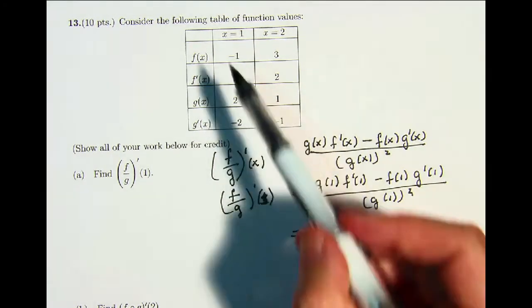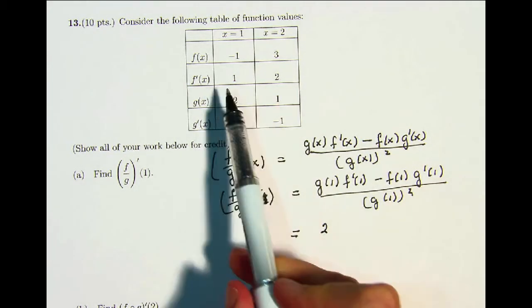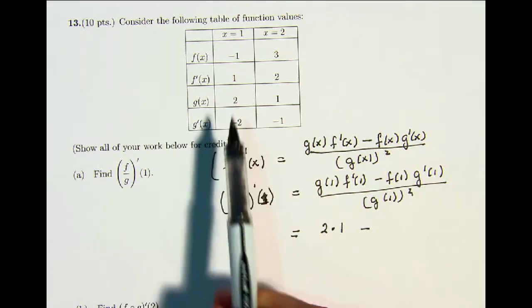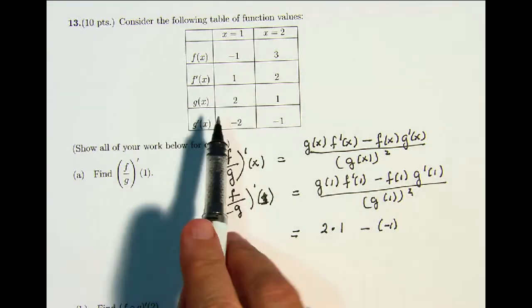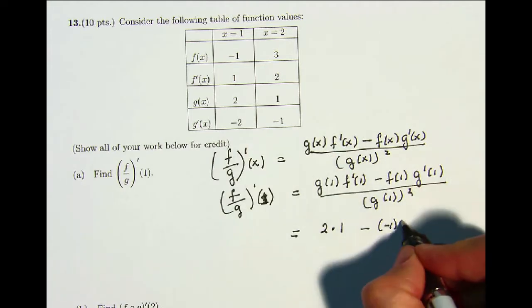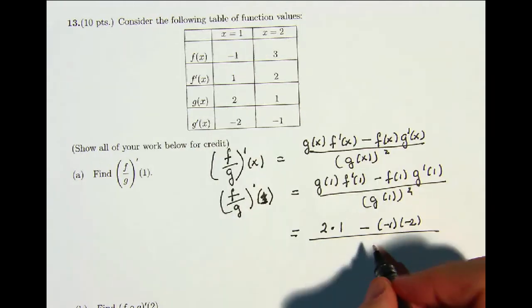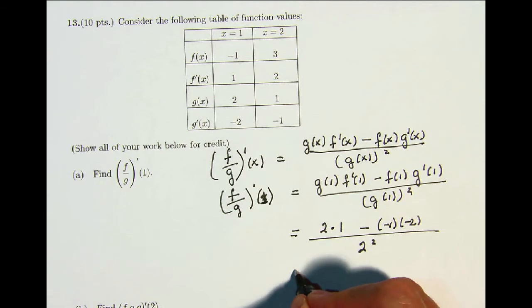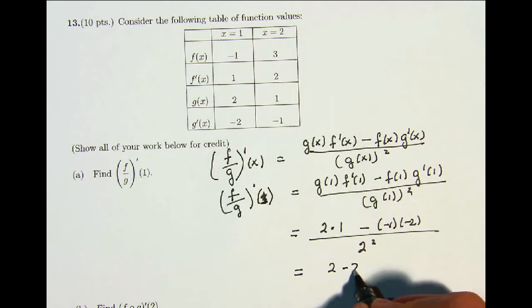So we see here that g of 1 is 2, f prime of 1 is 1, f of 1 is negative 1, g prime of 1 is negative 2, and we divide by g of 1 squared, which is 2 squared. So this is equal to 2 minus 2 over 4, which is 0.